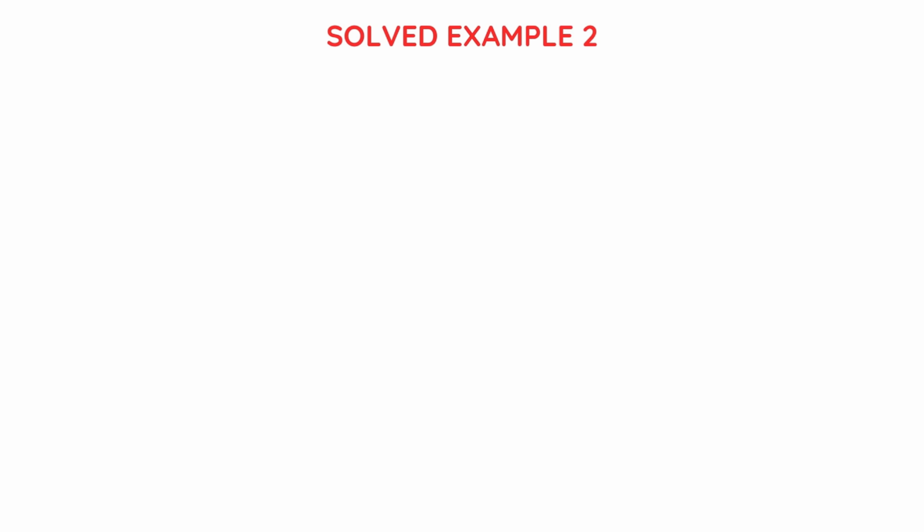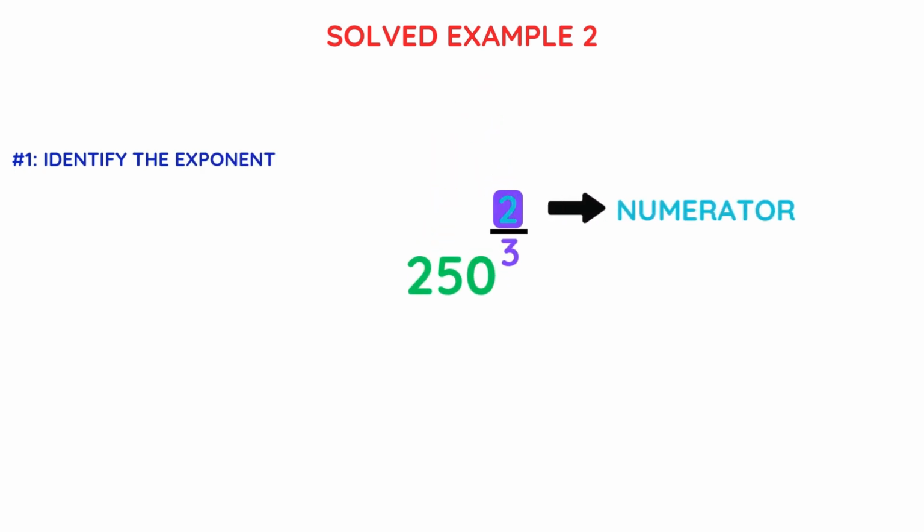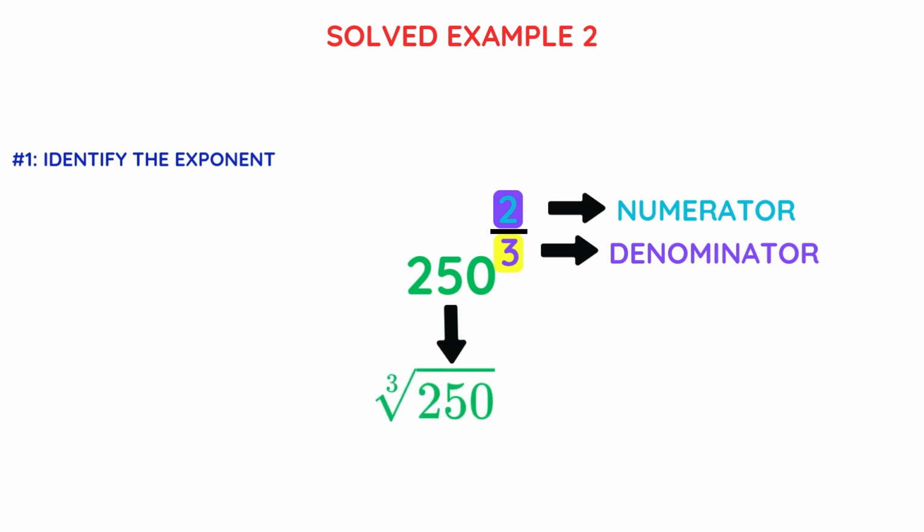Let us look at another example. 250 to the power of 2 over 3. Again, identify the exponent. The numerator is 2 and the denominator is 3. Rewrite this as the cube root of 250, all raised to the power of 2.